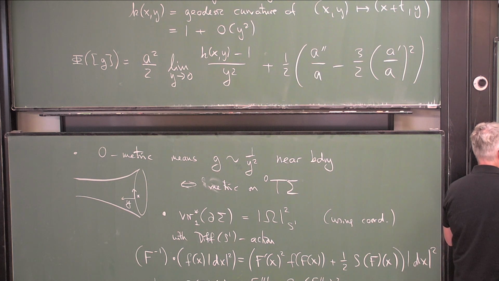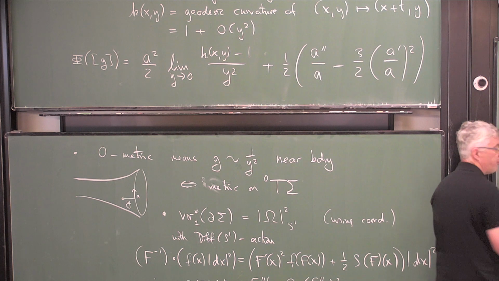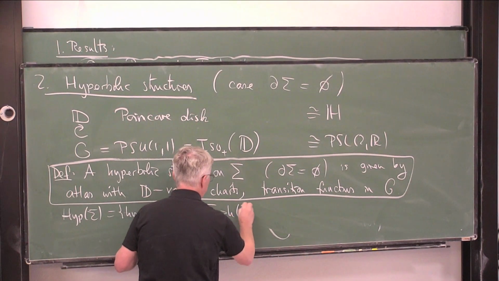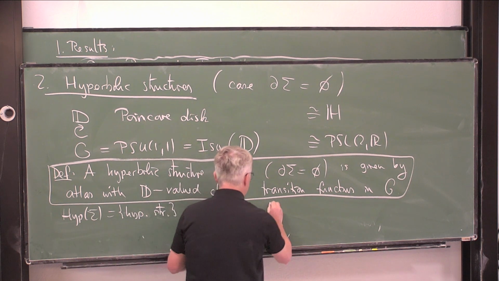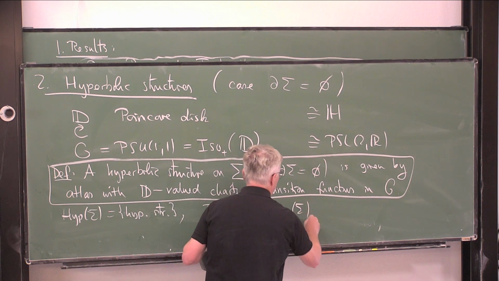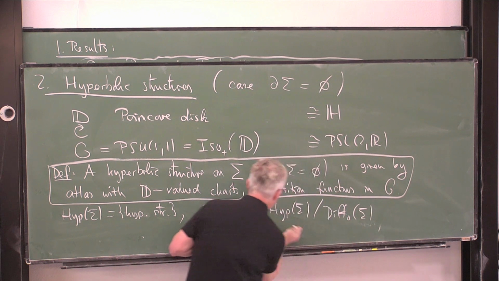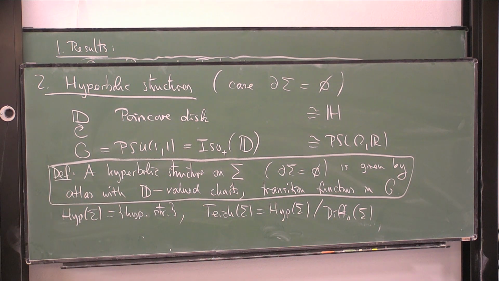Denote by Hyp(Σ) this set of all hyperbolic structures. And I denote by 𝒯(Σ) the set of hyperbolic structures up to the identity component of diffeomorphisms. Okay, yeah. One remark is here I'm defining it. I'm not really talking about the metric in this context.